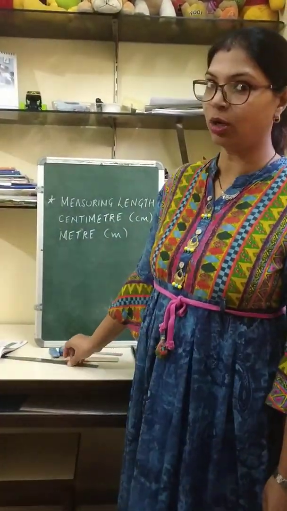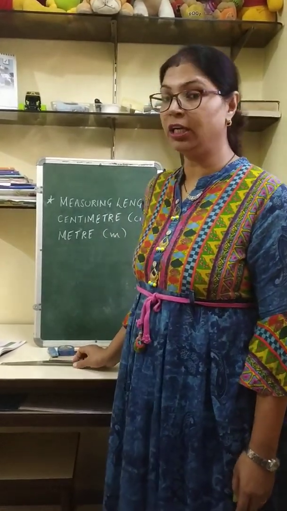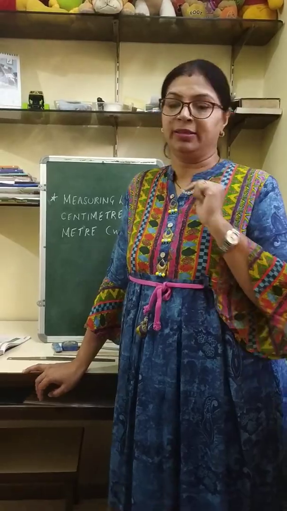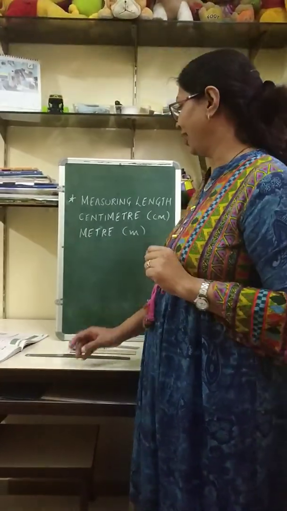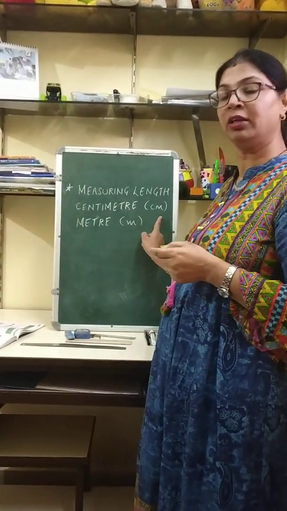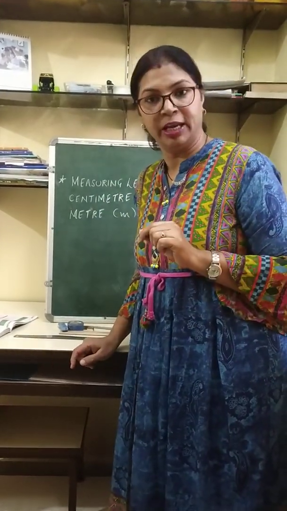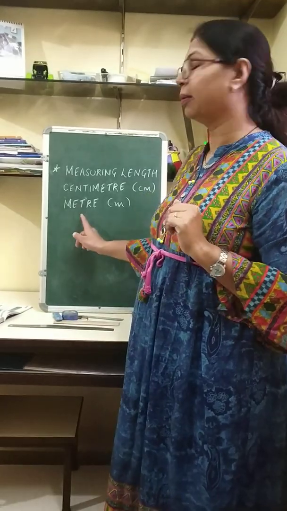So the next topic is measuring length. Now we are going to learn how to measure length. For measuring small lengths, there is a basic unit that is called centimeter. It is written as cm in short. So centimeter is used to measure small length, and to measure bigger lengths we use meter.